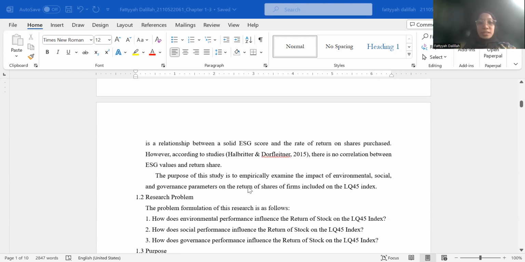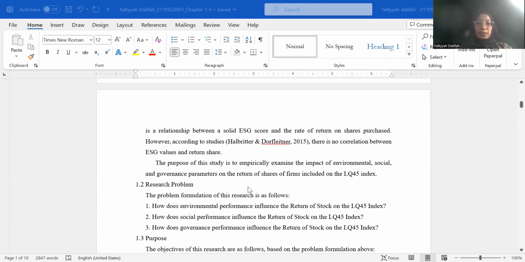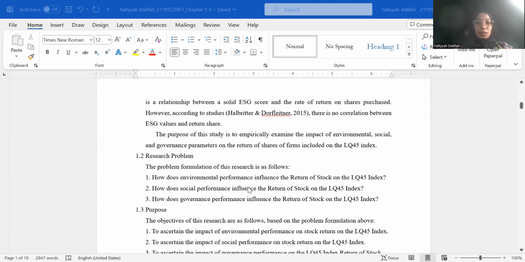The purpose of this study is to empirically examine the impact of the environmental, social, and governance parameters on the return of the share of the firms included on the LQ45 index.